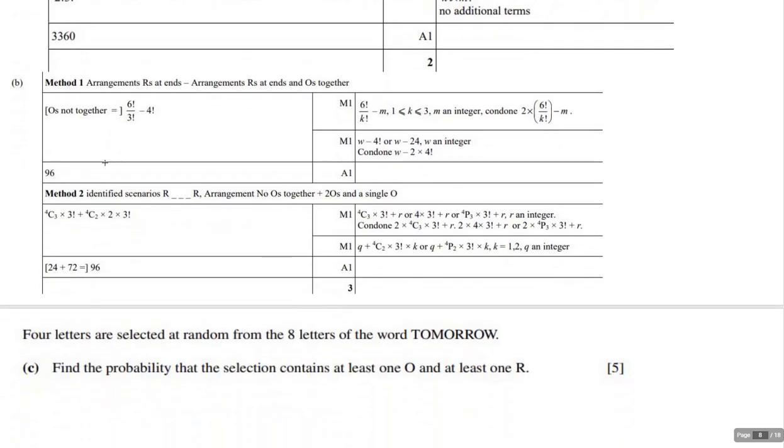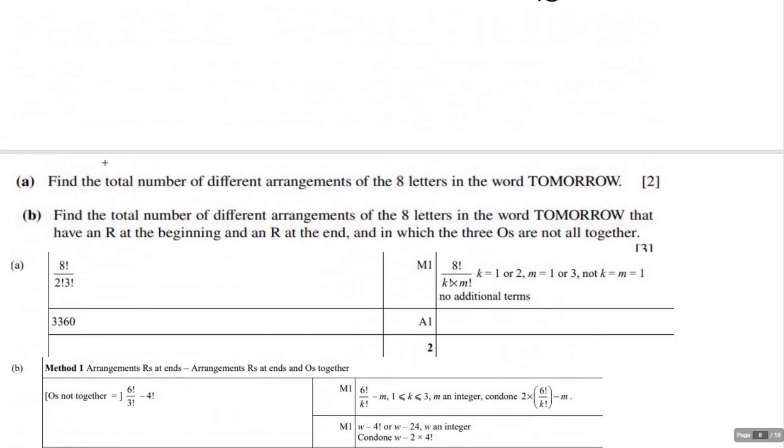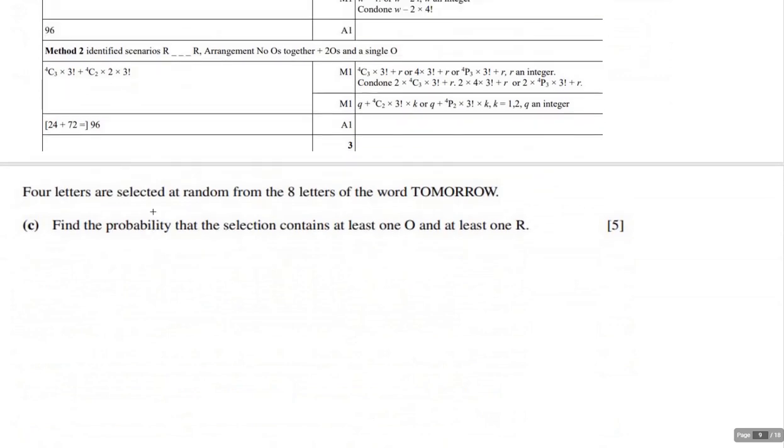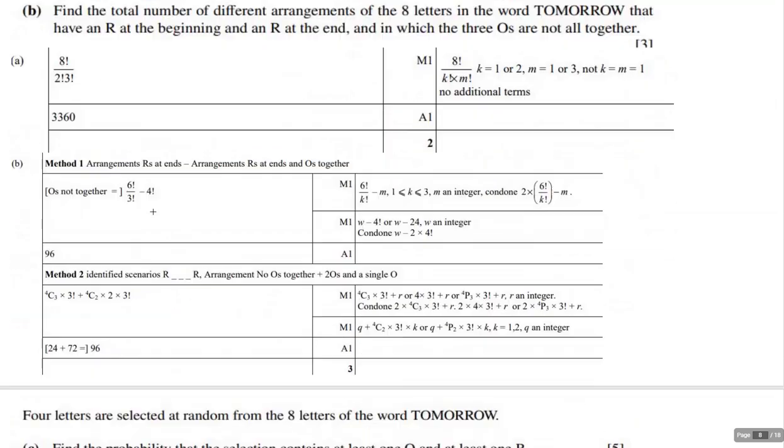And then, what did we say? B here, 6 factorial over 3 factorial times 4 factorial. Essentially, that's what we did. And then here, in C, did we do C? Oh, we didn't do C.